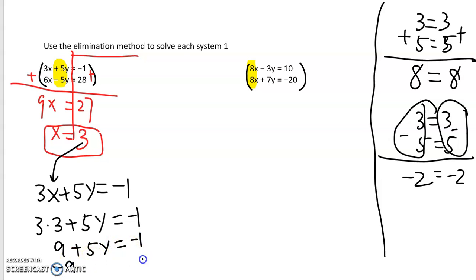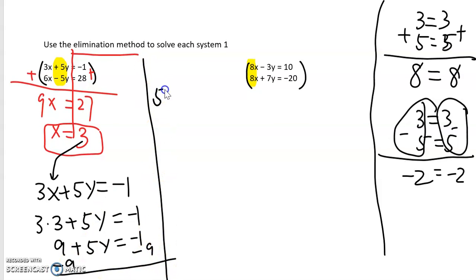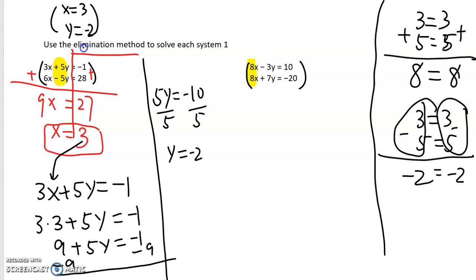Okay, we subtract 9 from both sides. We are going to get 5y equals negative 10, because negative 1 minus 9 is negative 10. And we can divide both sides by 5, which gives us a negative 2. So the solution for the first system, we have x equals 3 and y equals negative 2.